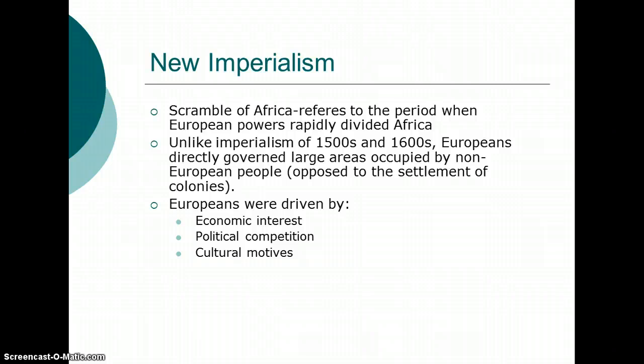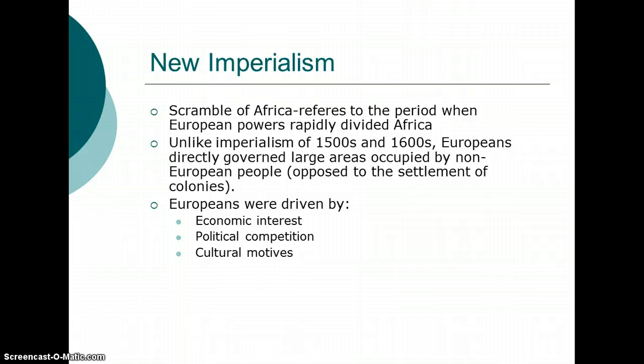So, new imperialism. The Scramble for Africa refers to the period when European powers rapidly divided Africa among themselves. Unlike imperialism of the 1500s and 1600s, Europeans directly governed large areas of land occupied by non-European people. We remember in the 1500s and 1600s, in the age of exploration, Europe would go to a land like North America and colonize that area.